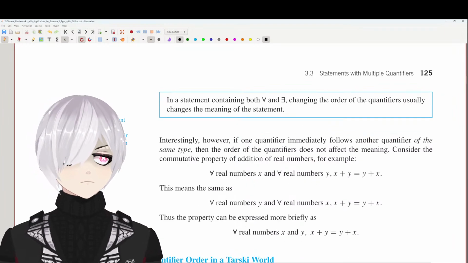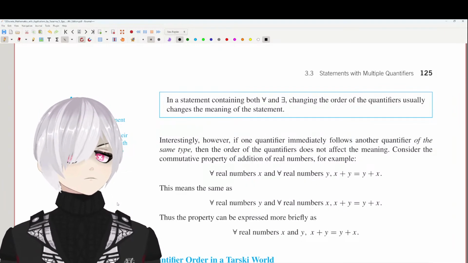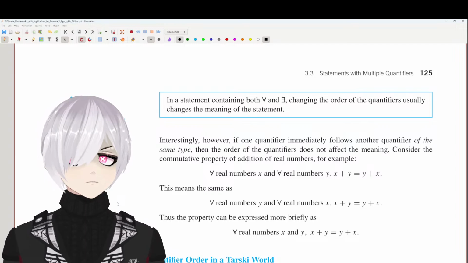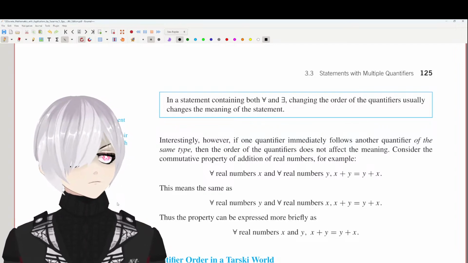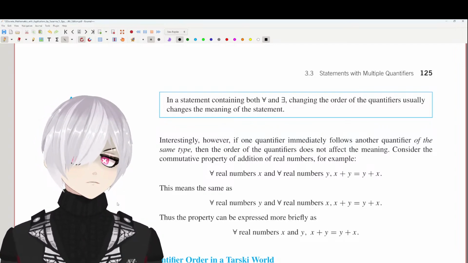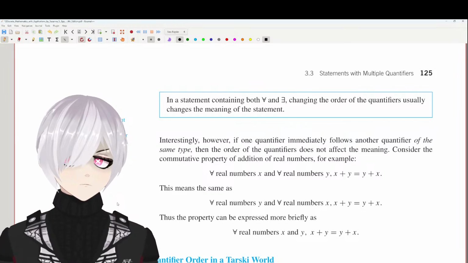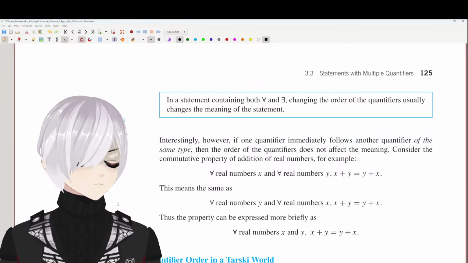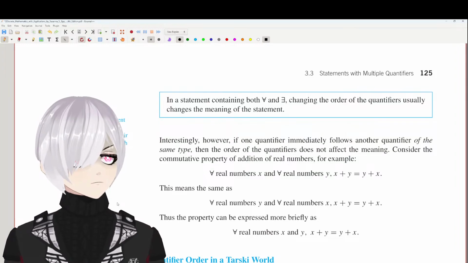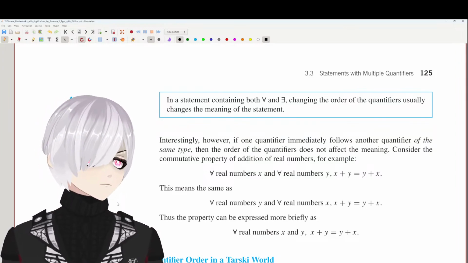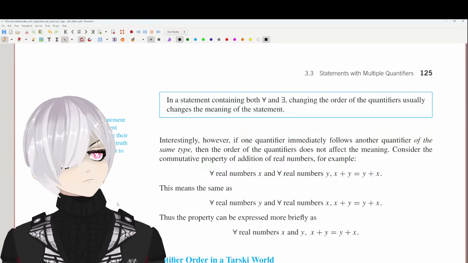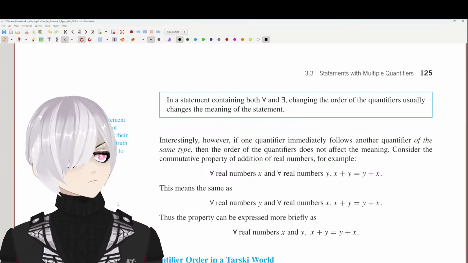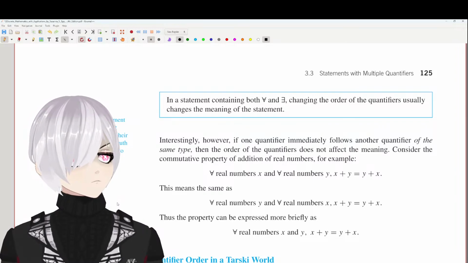And on the next page, in a statement containing both for all and there exists, changing the order of the quantifiers usually changes the meaning of the statement. Interestingly, however, if one quantifier immediately follows another quantifier of the same type, then the order of quantifiers doesn't affect the meaning.